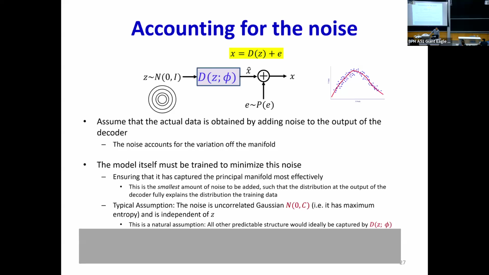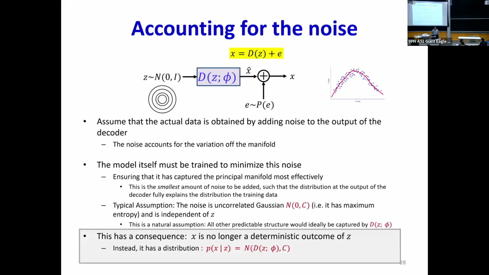So if everything is done right, the only portion that's left in the noise must be the most unpredictable portion of the data. And we know that the most unpredictable distribution is the Gaussian distribution. It has the highest entropy of all distributions for a given variance. And so the typical assumption is that the noise is uncorrelated Gaussian and it's independent of Z. Anything that varies from this assumption can, in principle, be captured by the model.